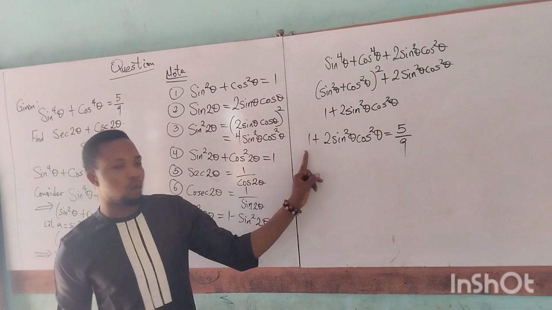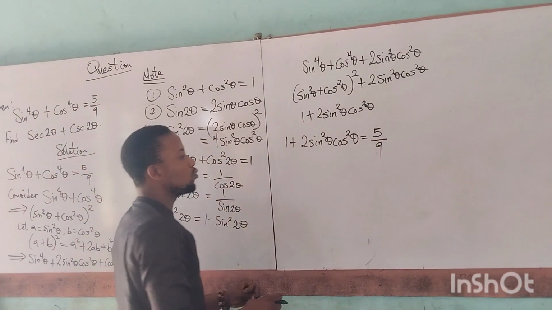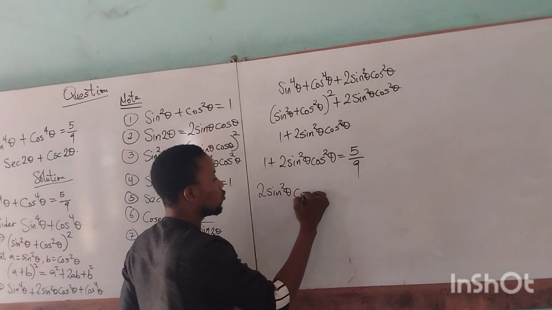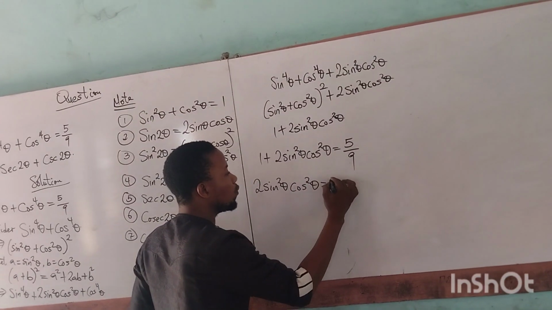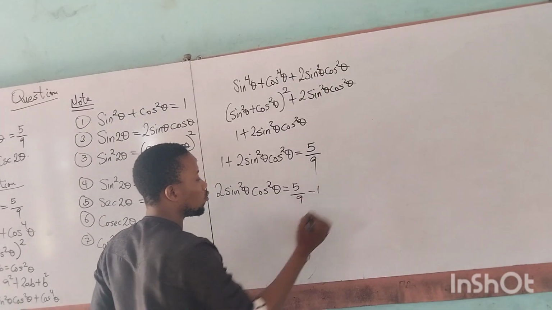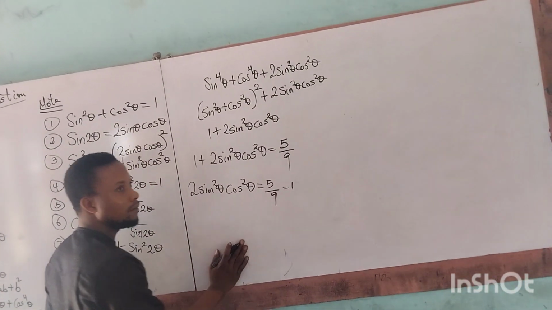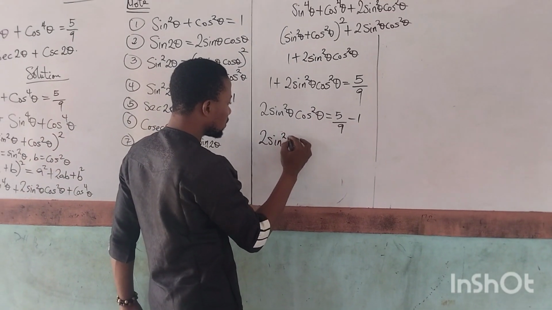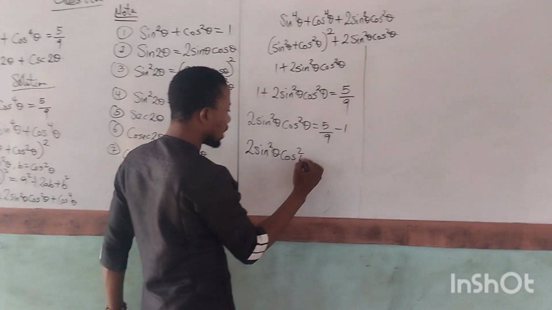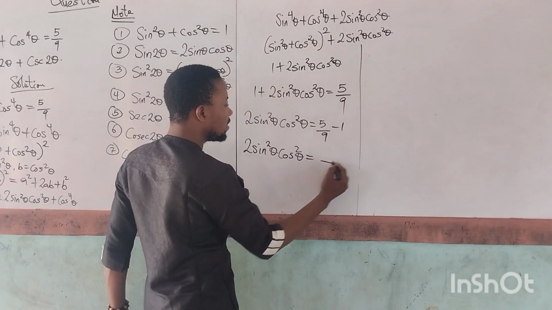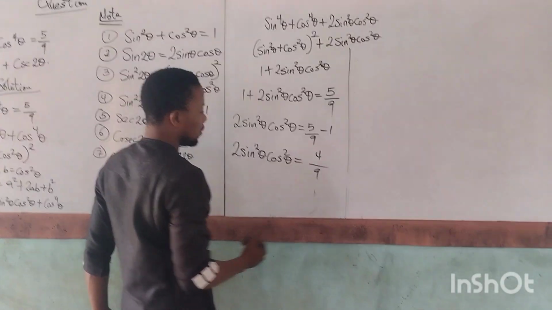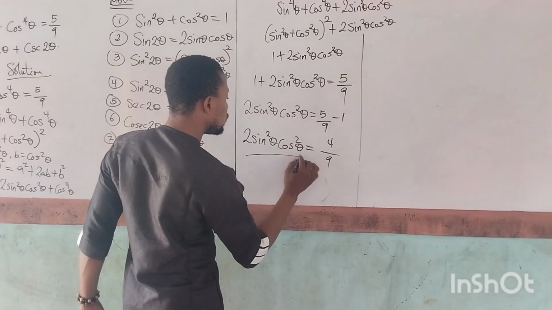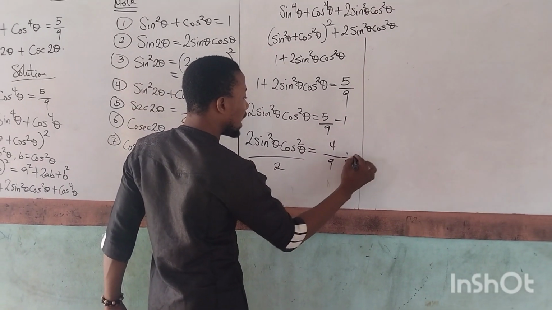So if I bring this one to this side, I'm going to have 2 sine square theta cos square theta equal to 5 over 9 minus 1. So you have 2 sine square theta cos square theta equal to, finding the LCM, 4 over 9. Now, from here, divide both sides by 2.